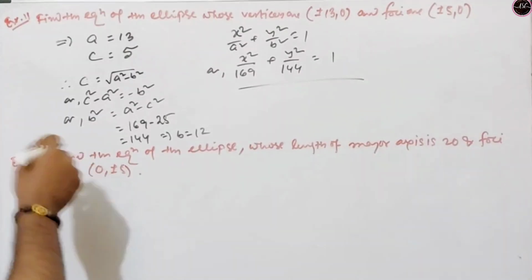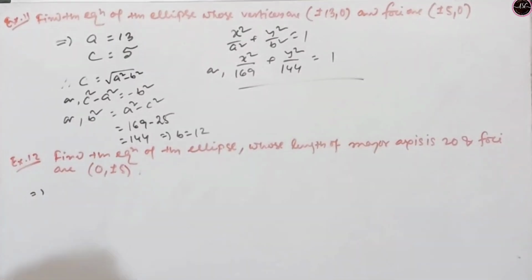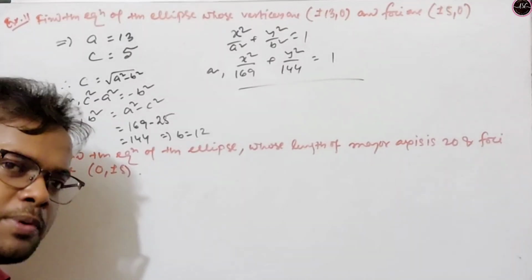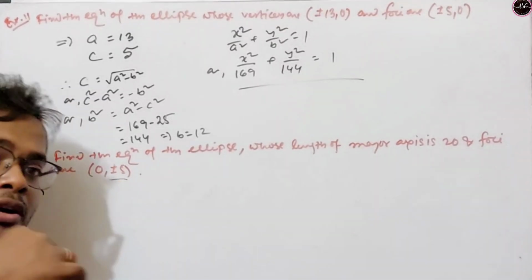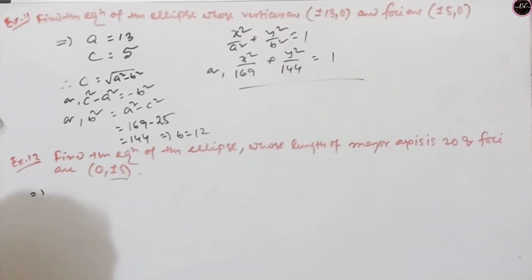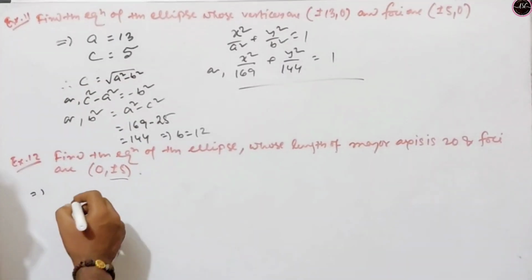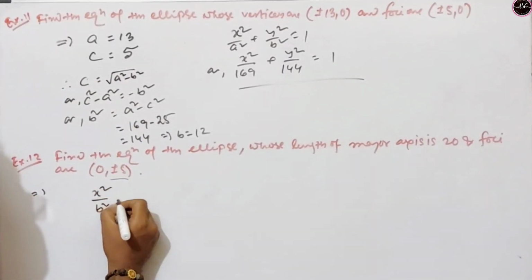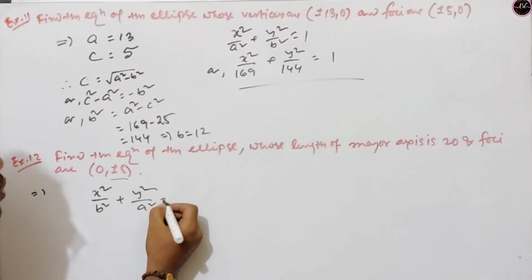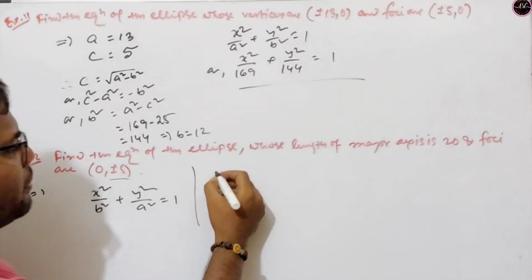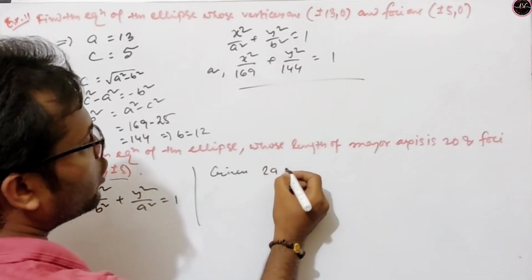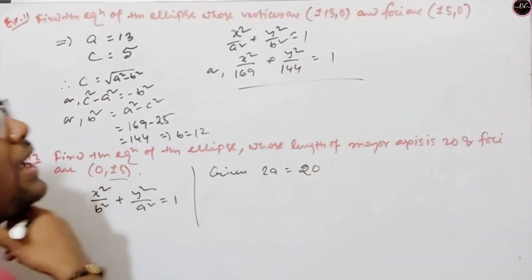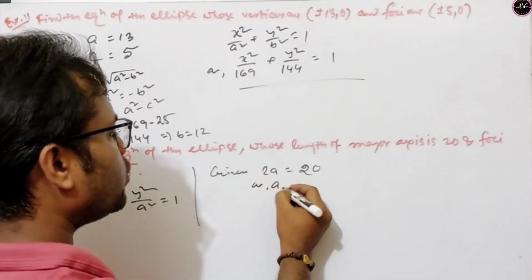Okay, and just look at this question. Find the equation of the ellipse whose length of the major axis is 20 and foci are 0, plus minus 5. As these points are on the y axis, the major axis must be the y axis. So the equation is of this type, x square by b square plus y square by a square equal to 1. Now here given 2a equal to 20, that means the length of the major axis, so a equal to 10.